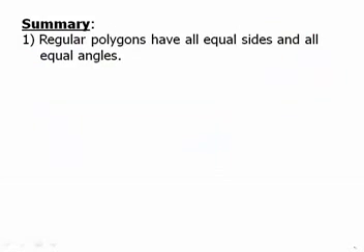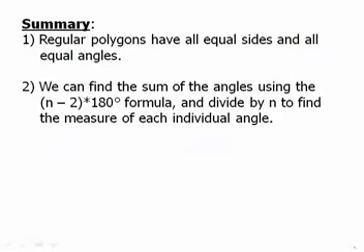In summary, regular polygons have all equal sides and all equal angles. We can find the sum of the angles using the n-2 times 180 formula and divide by n to find the measure of individual angles.